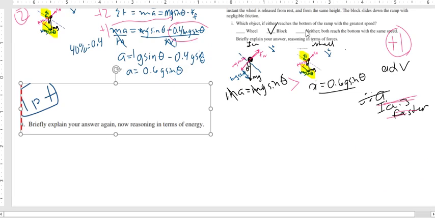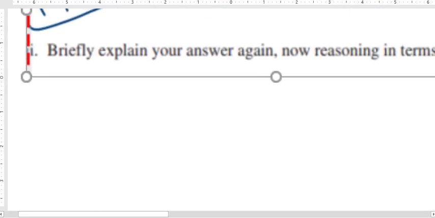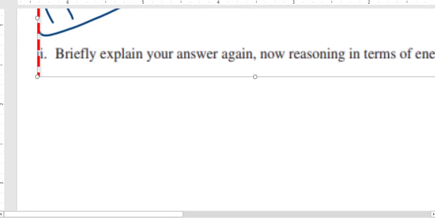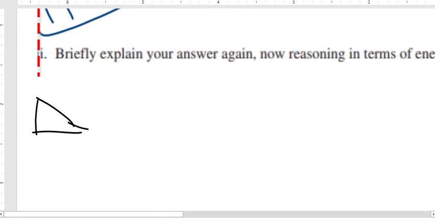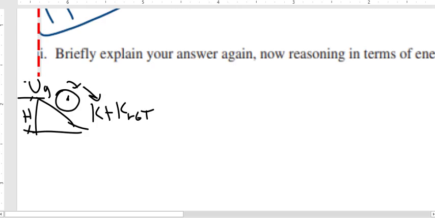Okay, so now they want the same thing, justification in terms of energy. So it's probably going to be a potential versus kinetic energy kind of thing. So what I would do is, for the wheel, it's going to start off at some height, and it's going to go down. So it's going to start off with UG. We're going to assume it's at rest. And then as it goes down the ramp, it's going to have regular kinetic plus it's going to be spinning, K rot. So it's got a combination.